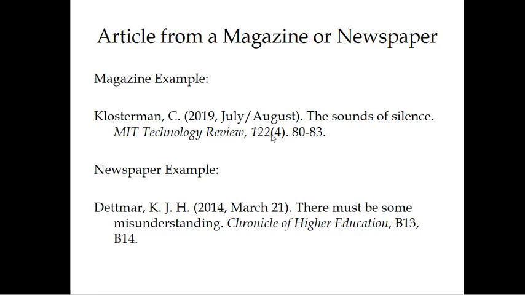Then you would have your volume and issue number. Again, with the magazines, volume is italicized, issue is in parentheses, flush against, period, and then you would have your page ranges again without putting the P or double P's in front of that. In this case, there was no DOI for this magazine example. There also was no URL for this magazine example, so those aren't included here.